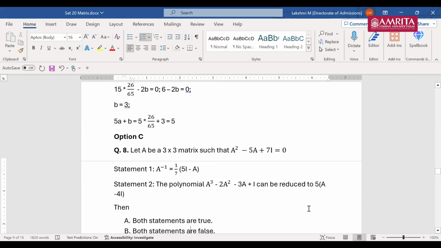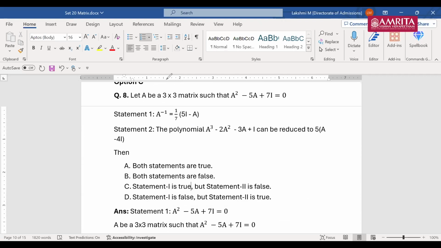Now I think we'll move to the next question. This is a very simple question, but an important one. Given that A is a 3 by 3 matrix such that A square minus 5A plus 7I equal to 0. Statement 1 is A inverse equal to 1 by 7 into 5I minus A. And statement 2 is the polynomial A cube minus 2A square minus 3A plus I can be reduced to 5A minus 4I. You have to find out whether both are true, both are false, or one is true and one is false. I'm just showing the question here. What is given is A is a 3 by 3 matrix and A square minus 5A plus 7I equal to 0.